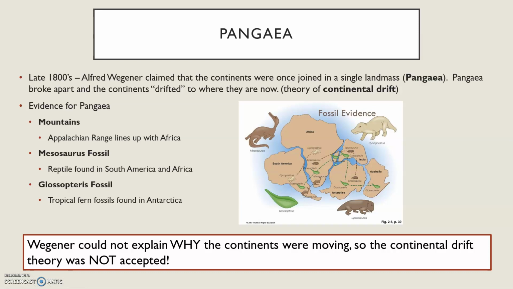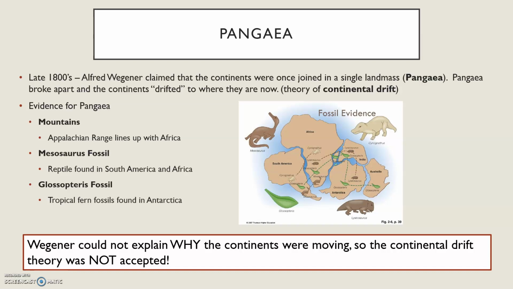In the late 1800s, Alfred Wegener claimed that the continents were once joined as a single landmass. That landmass was known as the supercontinent of PANGAEA. PANGAEA means all Earth. Over time, PANGAEA broke apart, and those continents that we know today drifted to their current location. This is the theory of continental drift.